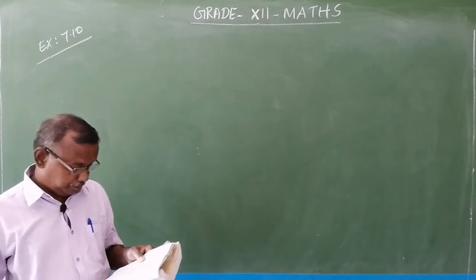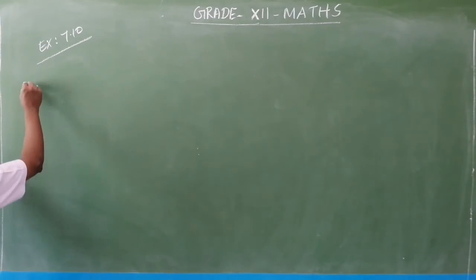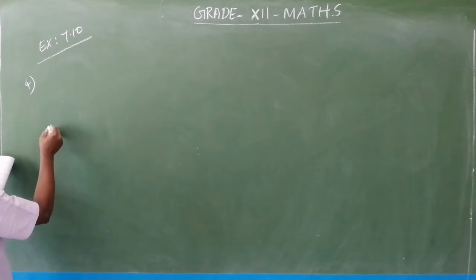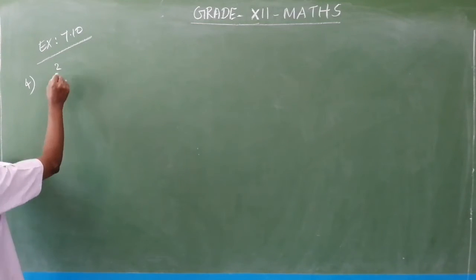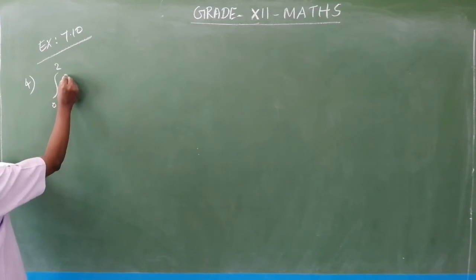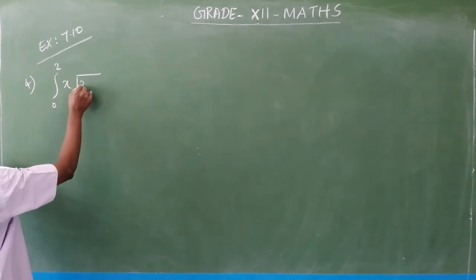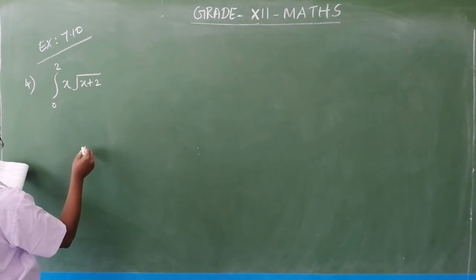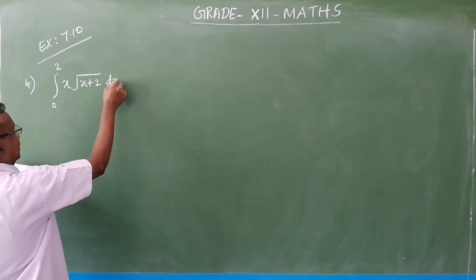Question number 4. Integral 0 to 2 x into root of x plus 2 into dx.